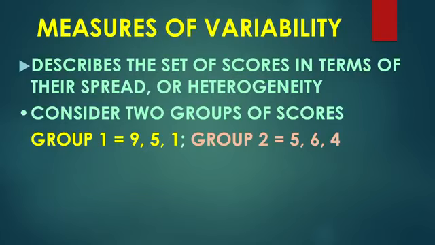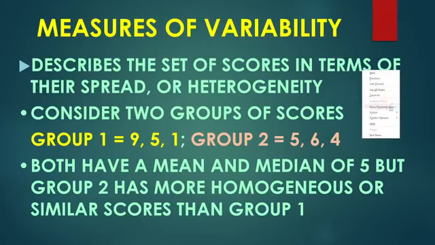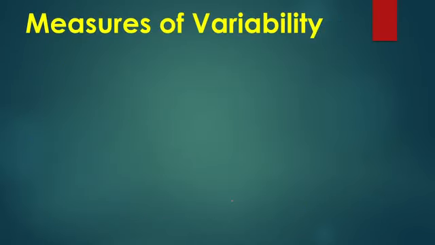So using the mean and the median, you cannot tell how far the scores are from each other. Maunang, we will be using variability for this case. So take note, the mean and the median are the same. They are both 5. But group 2 has more homogeneous or similar scores than group 1, just like what your classmate has observed a while ago. Okay? Now, let's begin with this.